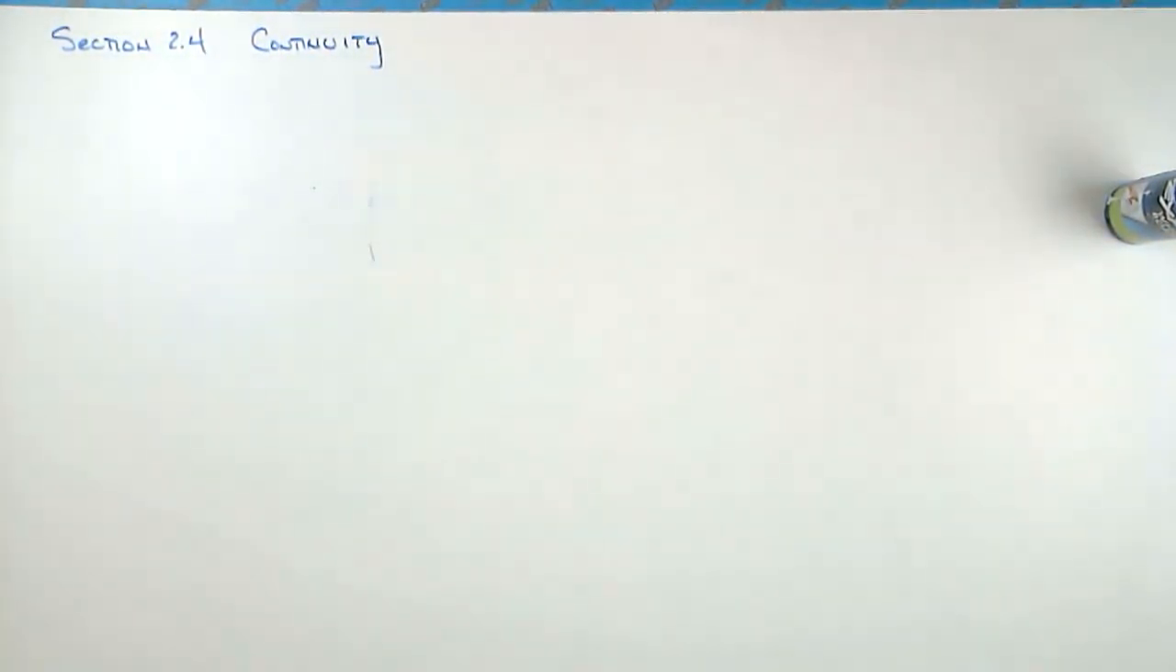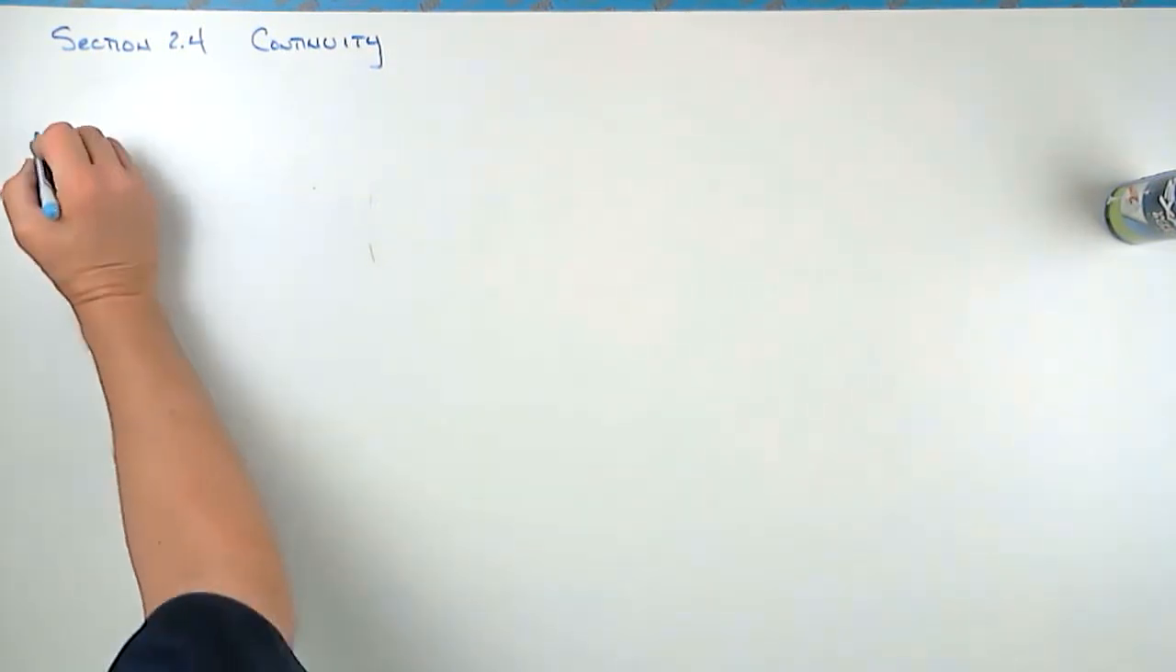Now the next problems assigned are 16 and 17. So it says, explain why the function is discontinuous at the given number a, sketch the graph of the function. So let's take a look at 17.